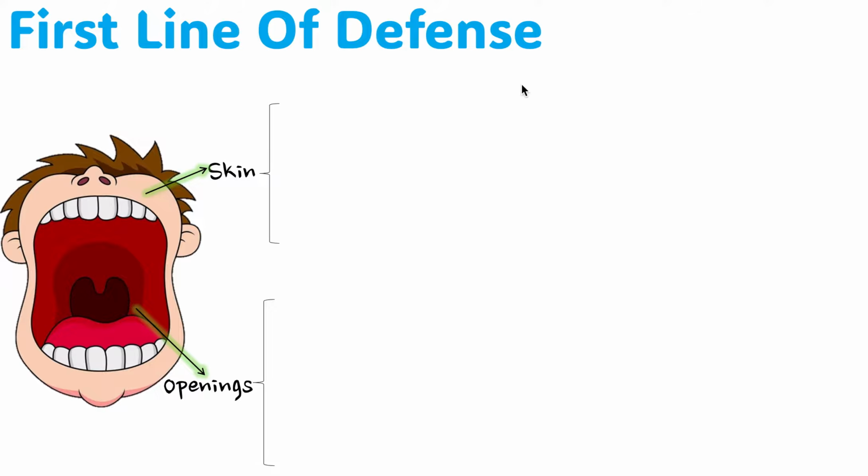So let's look at our first line of defense, our skin. Our skin is covering the outside of our body, right? The way things can get into our body is two ways: through our skin into our bloodstream, or through other openings. So we have a mouth, an anus, the urethral tract, where you pee from, right? You've got a nose, you've got ears. You've got all these openings.